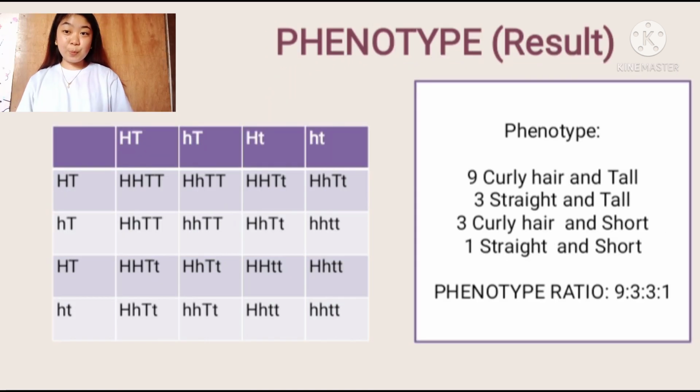In phenotype, we have 9 curly hair and tall, 3 straight hair and tall, 3 curly hair and short, and 1 straight hair and short. So the phenotypic ratio is 9:3:3:1. So that will be all.